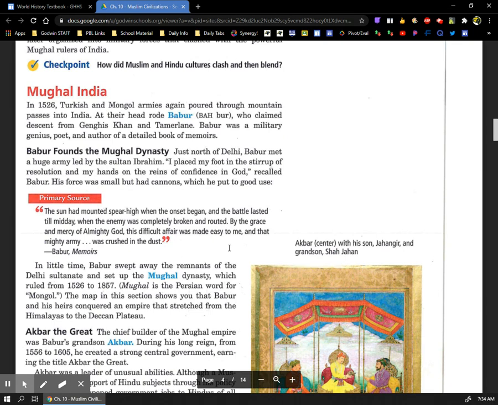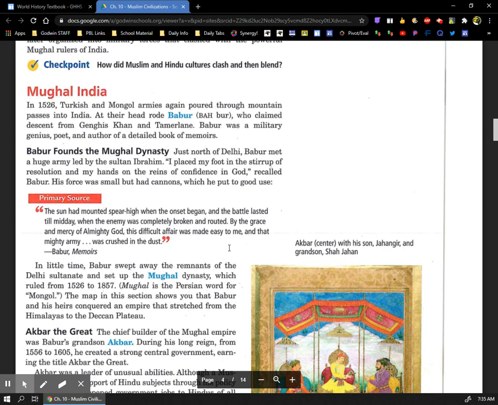Primary source. "The sun had mounted spear high when the onset began, and the battle lasted till midday, when the enemy was completely broken and routed. By the grace and mercy of Almighty God, this difficult affair was made easy to me, and that mighty army was crushed in the dust." Babur, Memoirs.